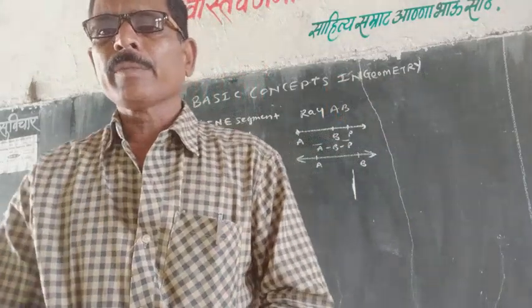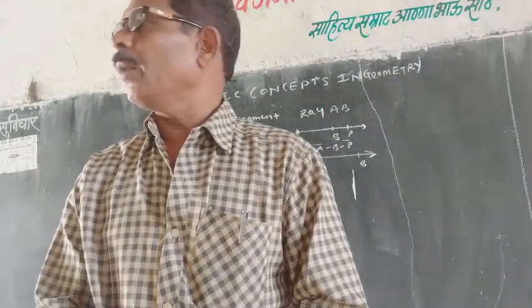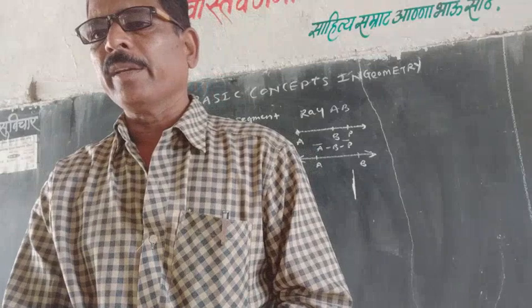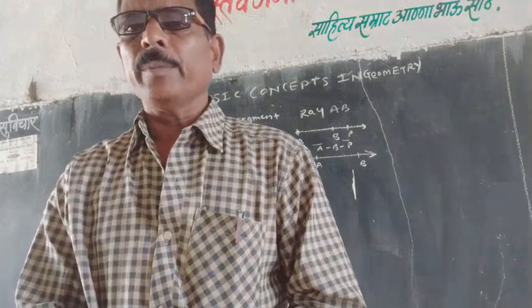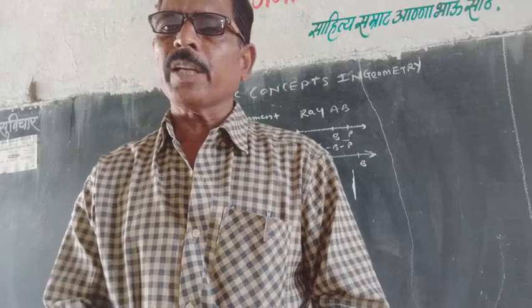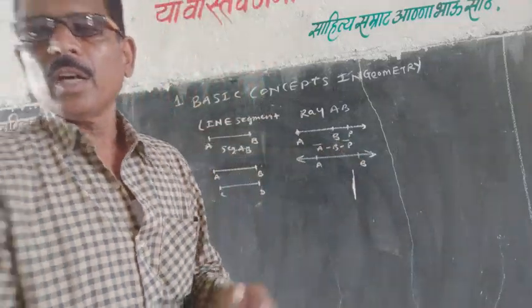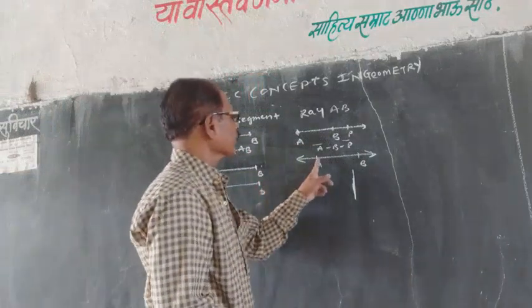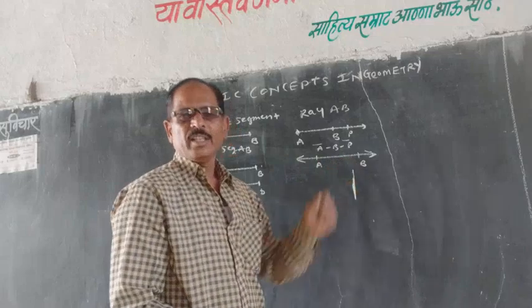Line AB, the union set of points on ray AB and opposite ray BA is called line AB. The set of points of segment AB is a subset of points of line AB. This is line AB.